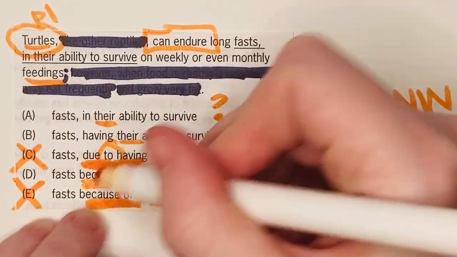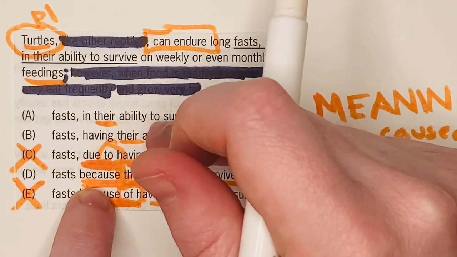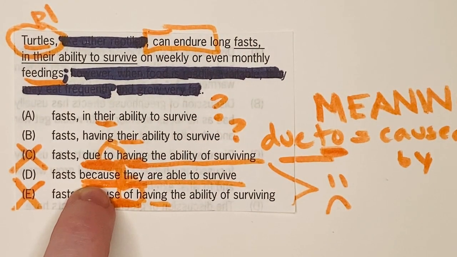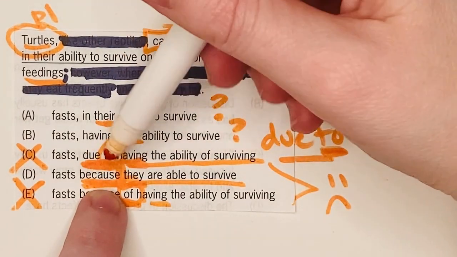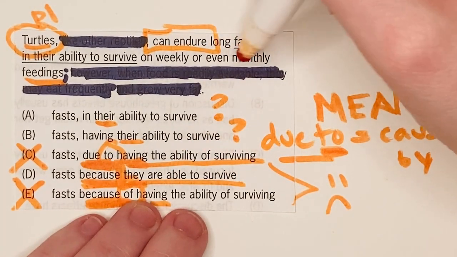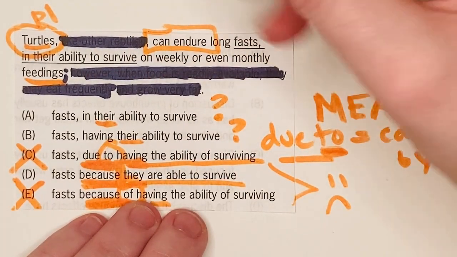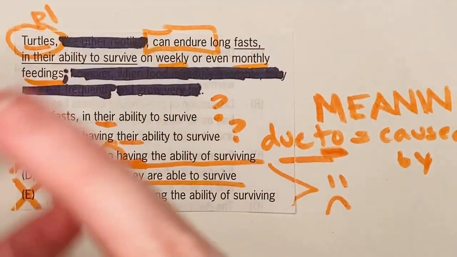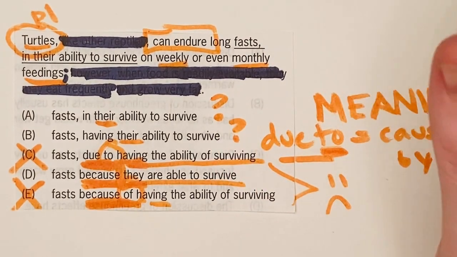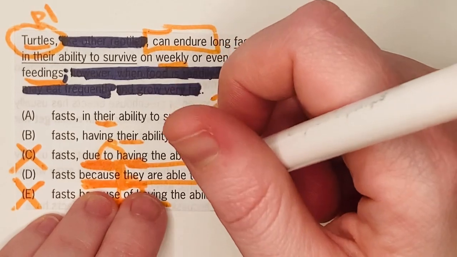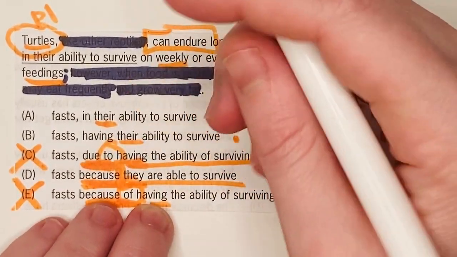But once you hear the because, you really understand that what was missing in A and B was a cause and effect relationship between these two ideas. They can endure these long fasts, right? Turtles can go a really long time without eating, and it's because they can survive on feedings every so often, like weekly or monthly. So there's an explanatory relationship between these two ideas. That is really the nuance here.